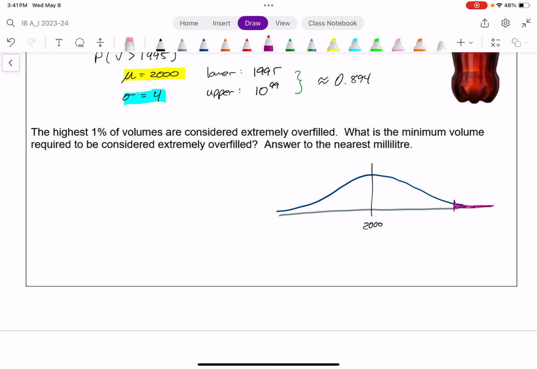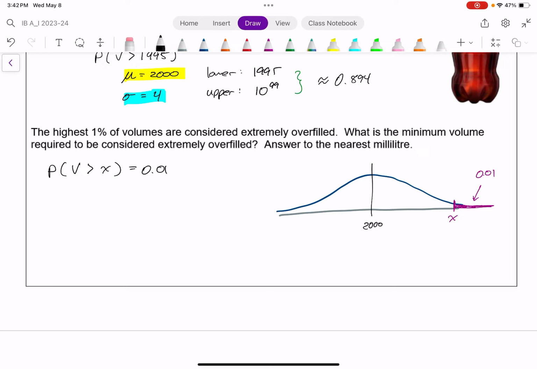Theoretically it goes on forever. Realistically, it doesn't. And I'm trying to figure out what number that is. That's what we're trying to figure out. What number would go there so that this is just 0.01. We know the area is 1%, but what number would go there? And so maybe instead of a question mark, I'll put an X, which means I'm trying to solve the probability where the volume is greater than X, but I know that probability equals 0.01.